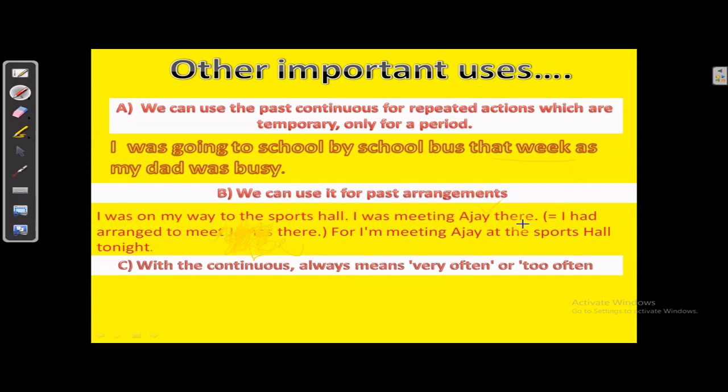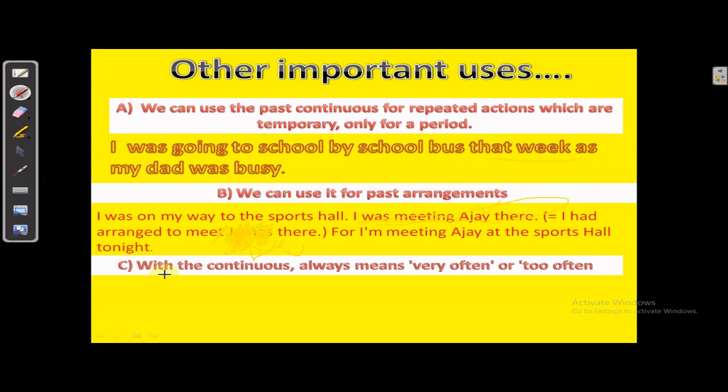I was on my way to the sports hall. I was meeting Ajay there, which is equal to I had arranged to meet him. That is why, for I am meeting Ajay at the sports hall tonight, somebody has made an arrangement to meet someone. So for that, somebody is using I was meeting Ajay. Was plus v1 plus ing, then the person's name. I think it would clear your doubts. That is why we have written the past continuous in case of the past arrangement, because somebody arranged to do so. Sorry for this mistake.